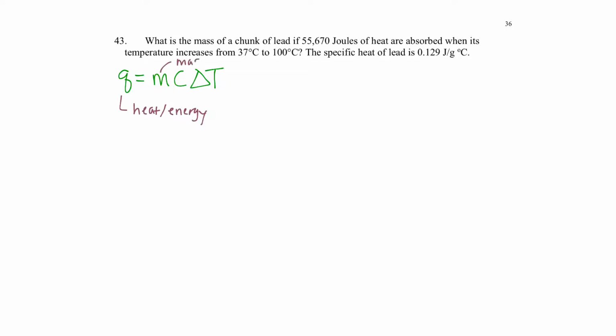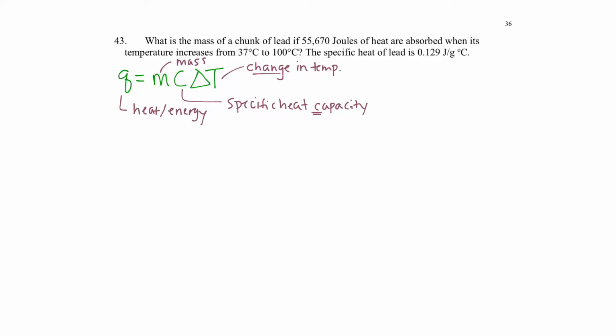M we've seen a couple times, that's mass. C was what we would call the specific heat, but the full name is the specific heat capacity. The capacity is where the C comes from. And then our delta T, this is one variable. Delta T equals the change in temperature. So that's what the delta stands for, the change. So our change in temperature.